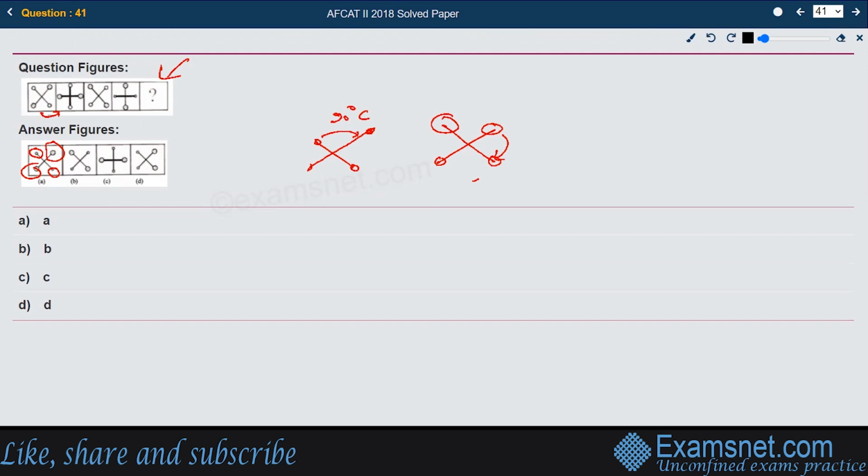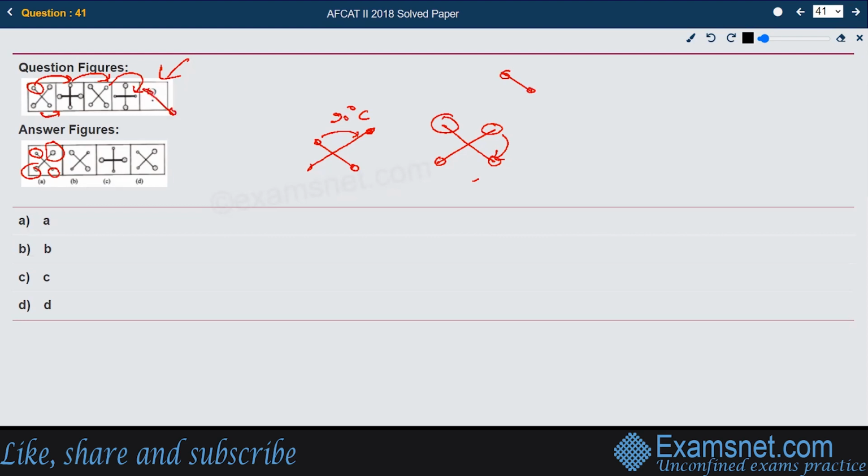Okay, so if you follow the pattern, look at this. The small circle line has become like this, a clockwise shift. Then the small circle line has become like this, a clockwise shift again. And similarly the small circle line has been shifted like this, a clockwise shift again. So the small circle line should be shifted again. So now the small circle line should come on the downside, like this.